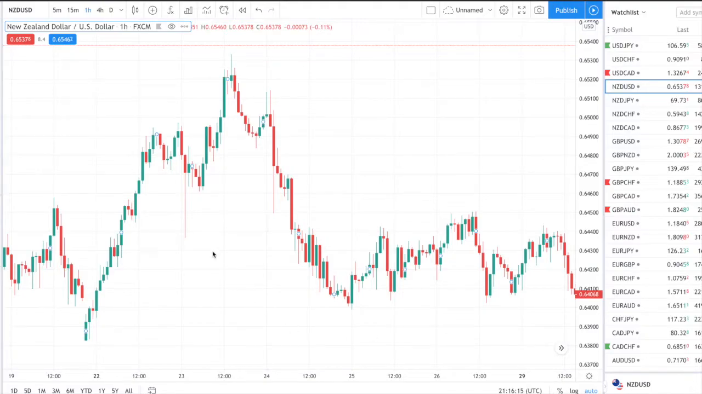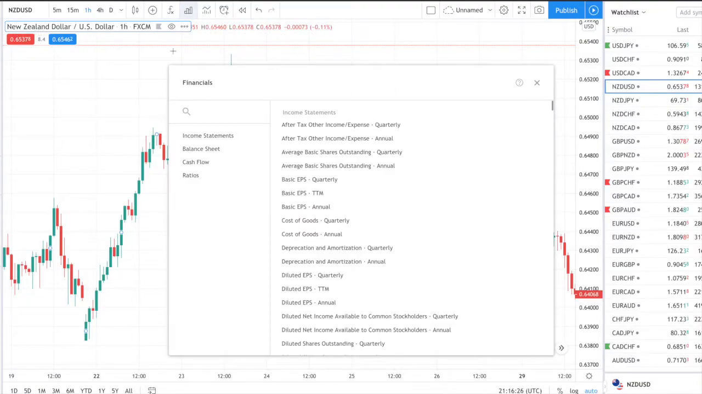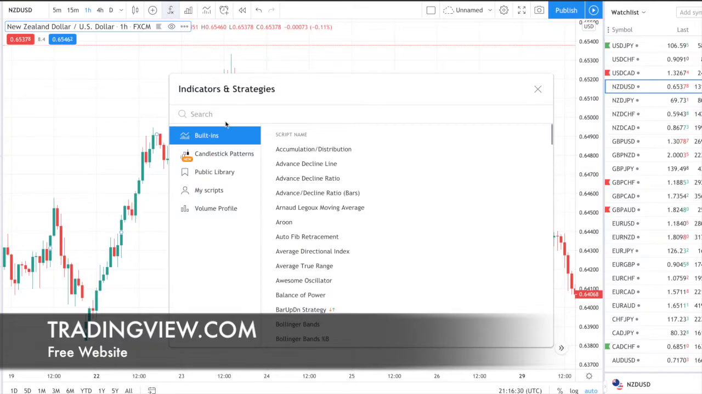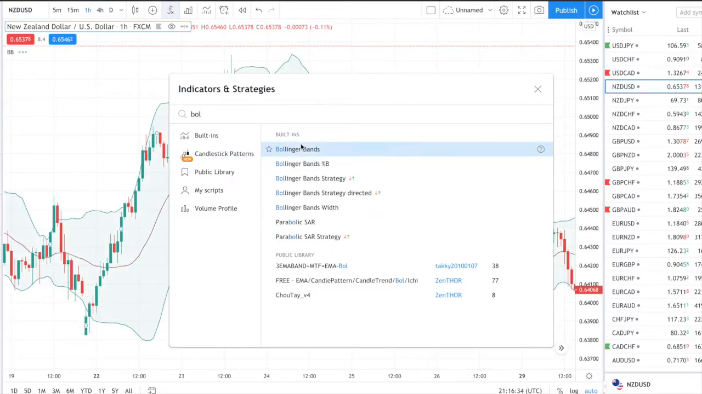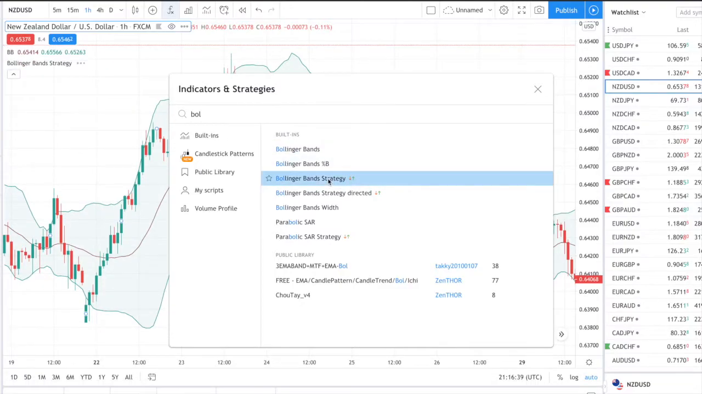Guys, today I'm gonna teach you about Bollinger Bands and how you can use them to trade. Basically, I'm in tradingview.com and I'm checking New Zealand dollar, US dollar. So we'll come here and add Bollinger Bands. You have here Bollinger Bands strategy, but I prefer to use the regular Bollinger Bands.